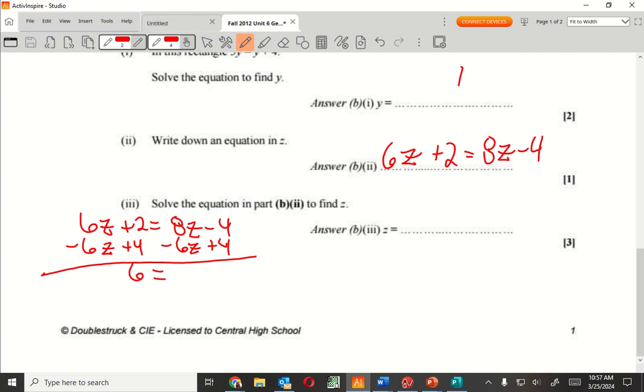Equals, now on the right-hand side, the negative 4 plus 4 became 0, so that went away. Now I have 8z minus 6z, 2z. Oh, what? 8 minus 6 is 2. Oh, right. And then from there, I'm going to divide both sides by 2. So z is 3. Very good.